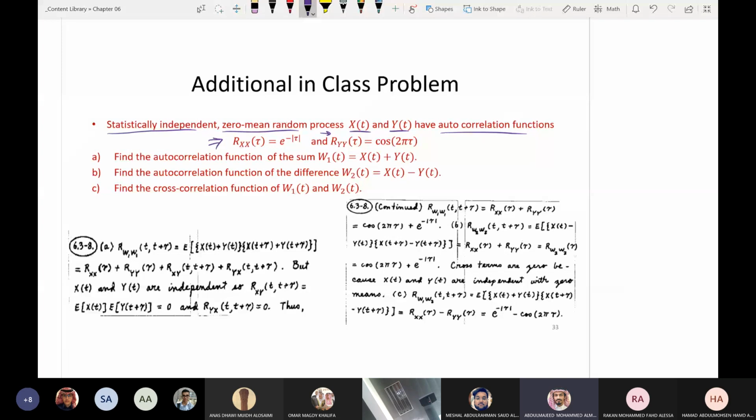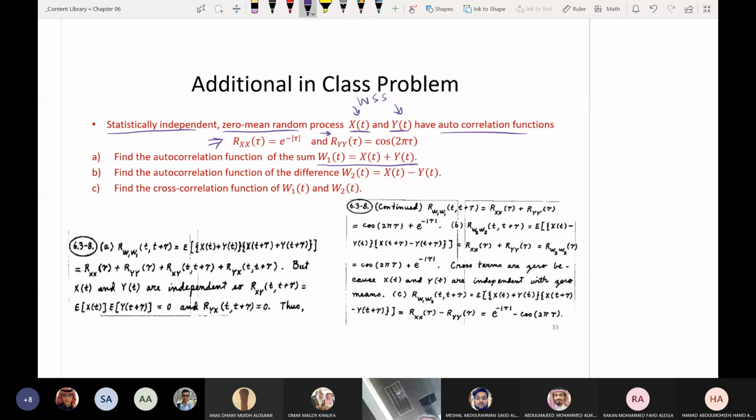Yes, Doctor. Why? Because the mean is a constant equal to 0, and the Rx of tau depends on tau only. Excellent. And the same thing applies for y of t, right? Both of them are wide-sense stationary from the given data. Now find the autocorrelation function of the process W1 equals x of t plus y of t.